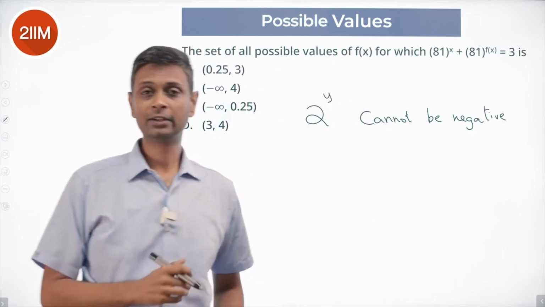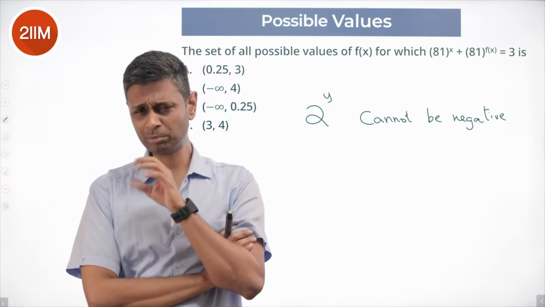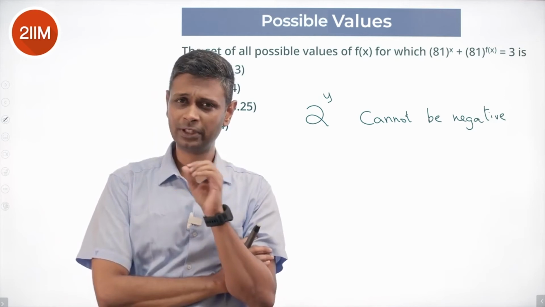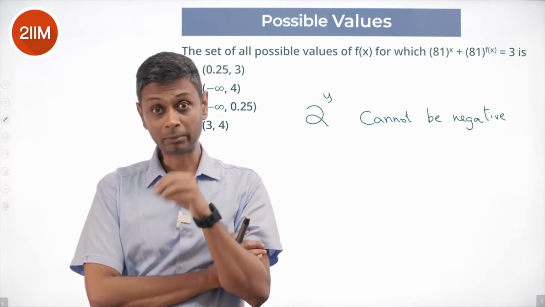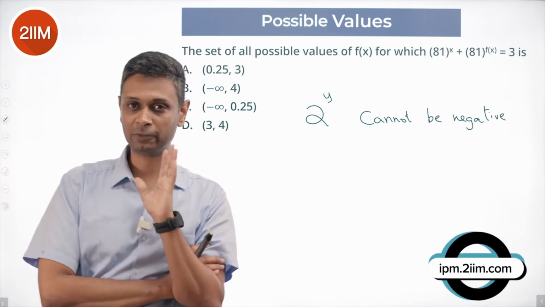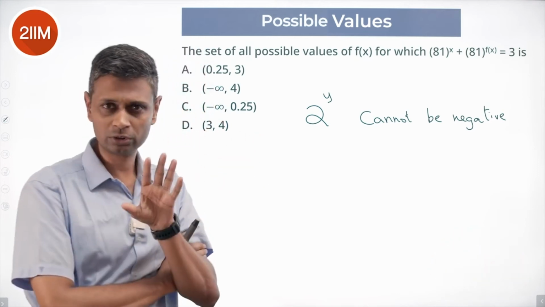Super important idea, very powerful idea. 2 power y cannot be negative. It's a very simple, very powerful idea. Right? It cannot be negative. 2 power 3 is positive, 2 power 1 by 3 is positive, 2 power minus 3 is positive, 2 power minus 1 by 3 is positive. 2 power y cannot be negative. Super important idea. Right? So this question, therefore, is a wonderful question.